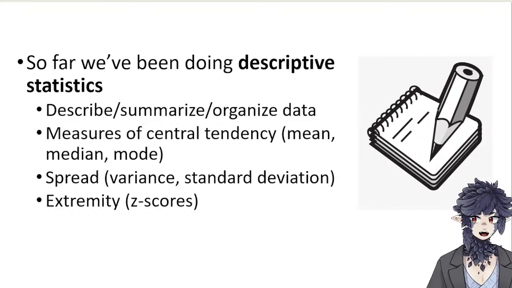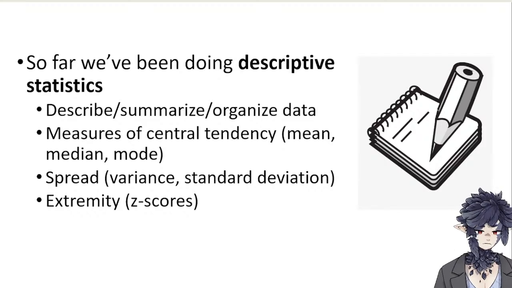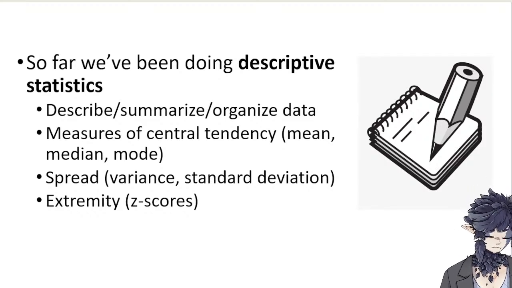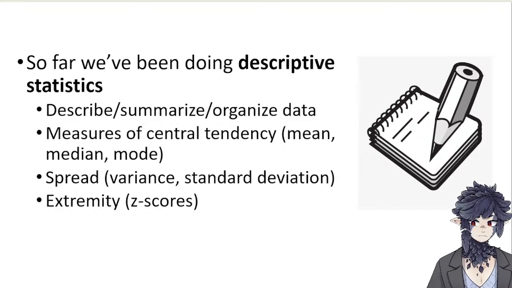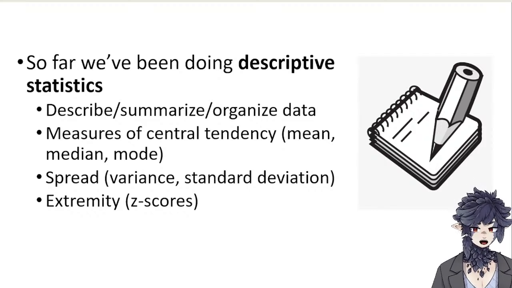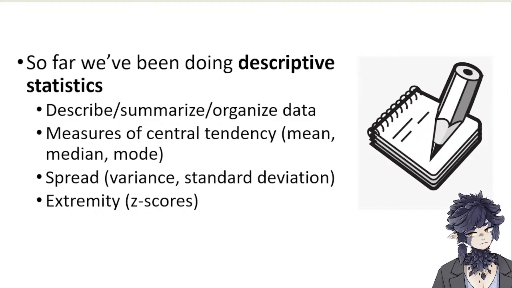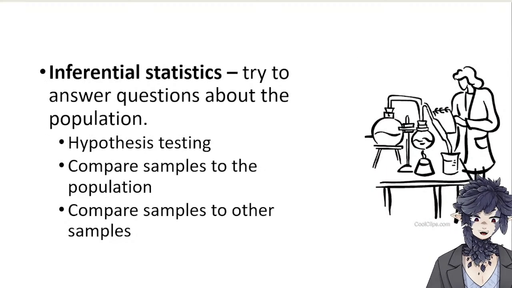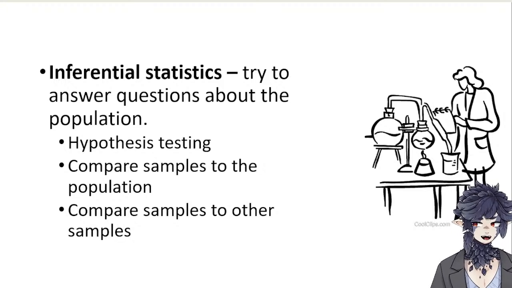And finally, we talked about z-scores, whose whole goal is to describe how typical or atypical a score is. The way that it does that is by saying how close this score is to the mean, or how far away the score is from the mean. In other words, how extreme is this score? We're gonna get started by talking about inferential statistics today.